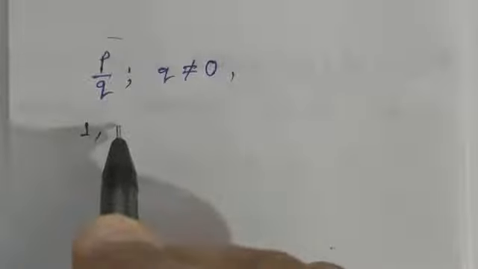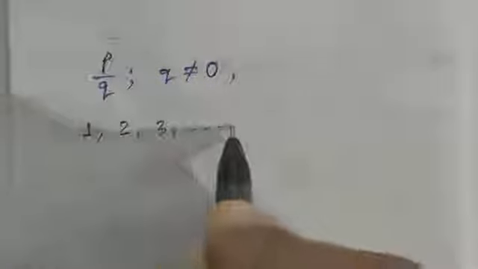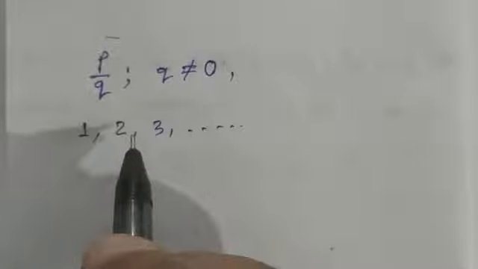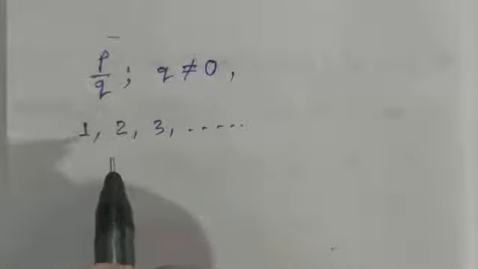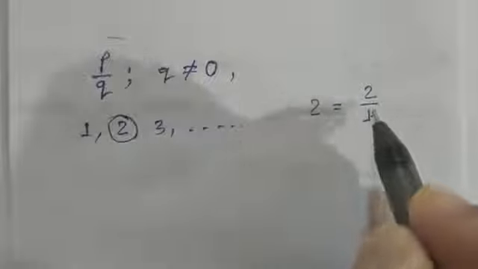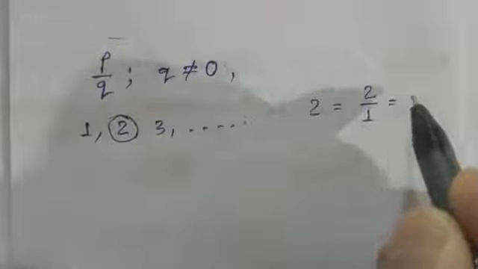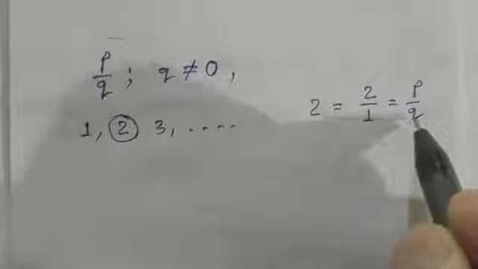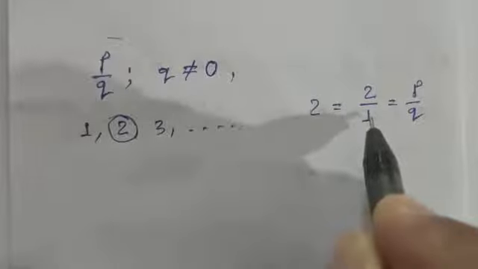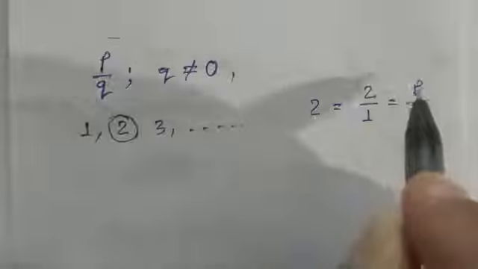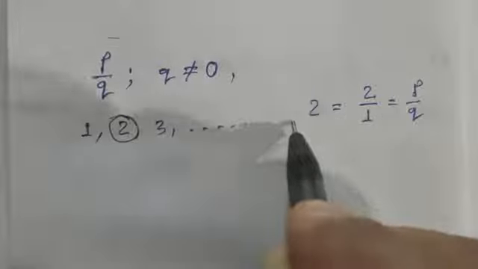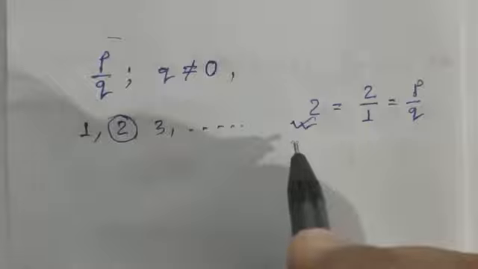All the natural numbers from 1 to infinity, 1, 2, 3, 4, etc., are rational numbers. They are rational numbers because they can be expressed in the form p by q. For example, if you take 2, then 2 can be written as 2 by 1. That is of the form p by q, where q is a non-zero quantity. So as 2 is written in the form p by q, that is 2 by 1, 2 can be categorized as a rational number.